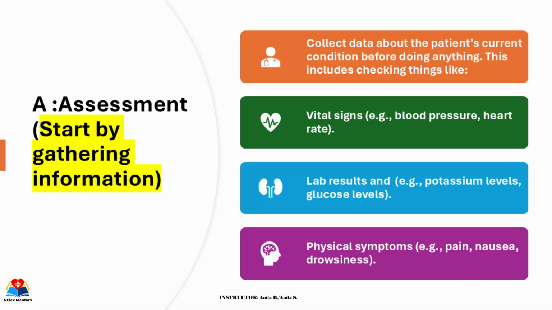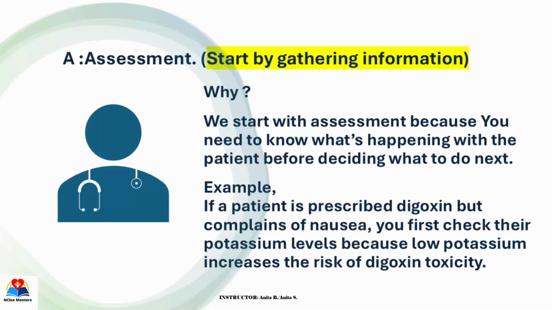So, why do we start with assessment? We start with assessment because you need to know what's happening with the patient before deciding what to do next. For example, if a patient is prescribed digoxin but complains of nausea, you first check their potassium levels because low potassium increases the risk of digoxin toxicity.